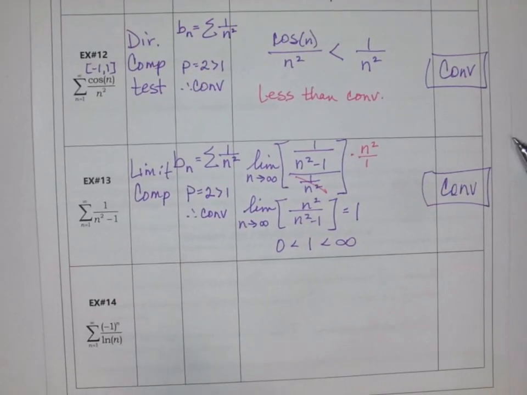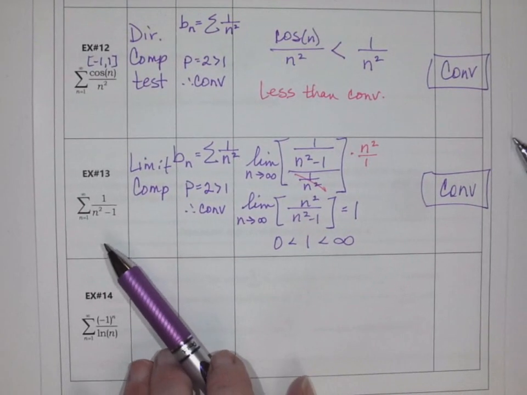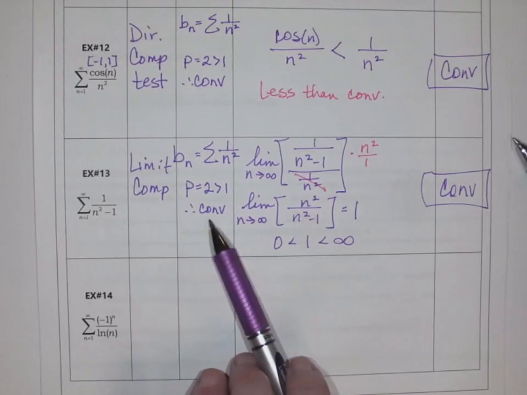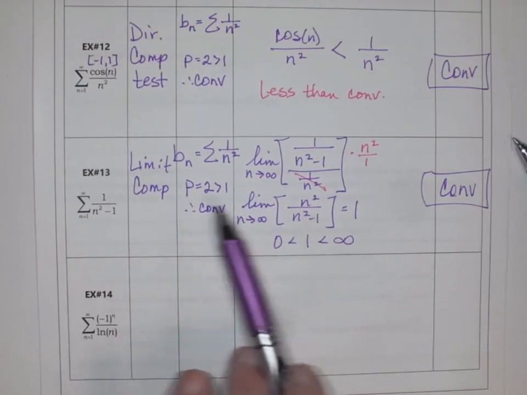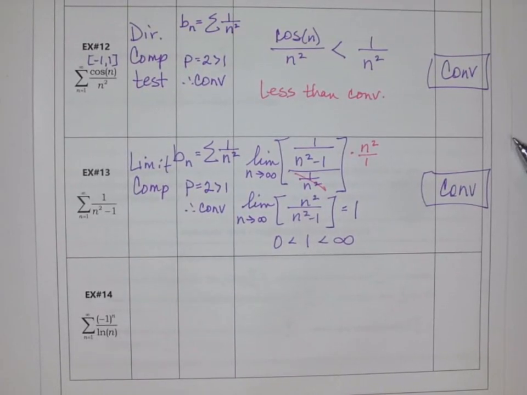So your question you always ask me is, what if you can't get it to line up? What if you're more than a convergent? Well, then you flip to limit comparison, okay?